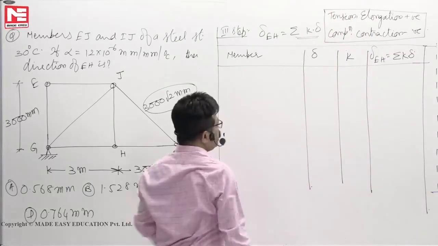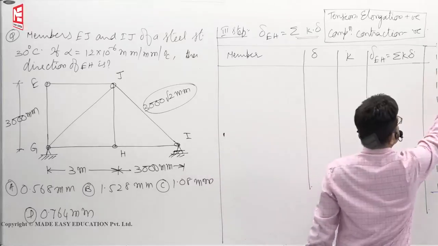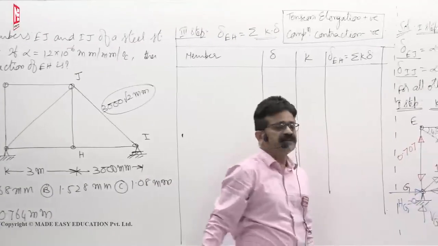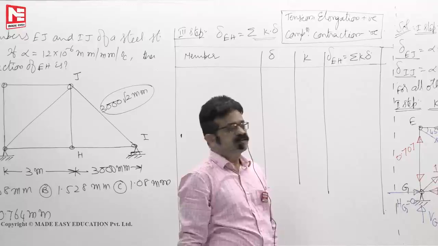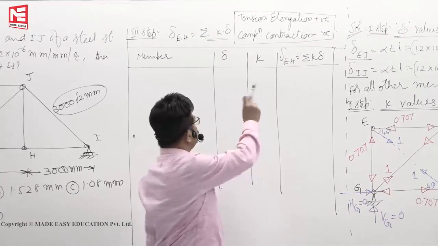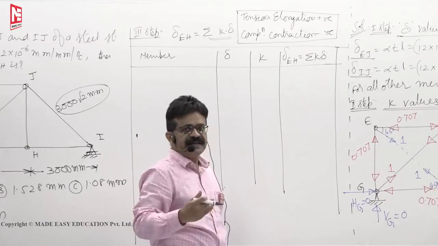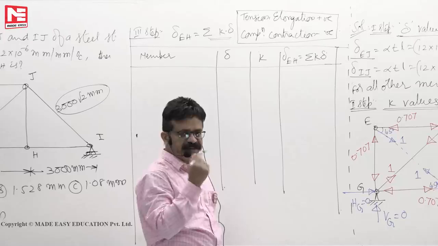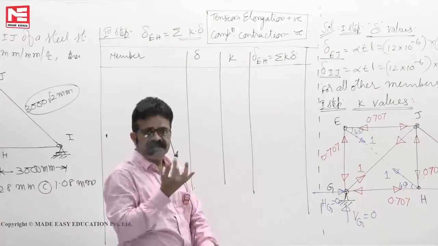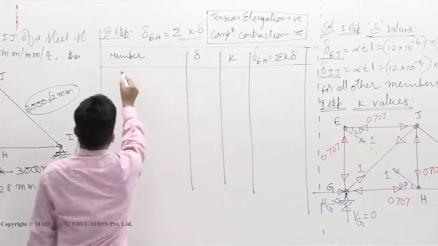Okay. How many members do we have to list? See here, delta Ej, delta Ij. Only two are there. For all other members, delta is 0. So we don't have to write those and waste our time. So in the table, only two lines must be there. If you are writing a third line also, then immediately stop. There must be some way of getting out because it's only a 2 marks question. So first we'll write member Ej.